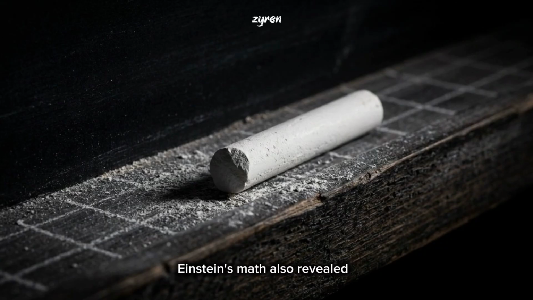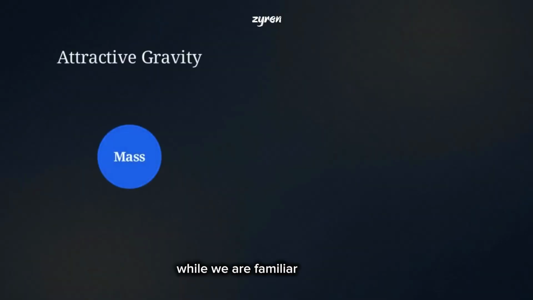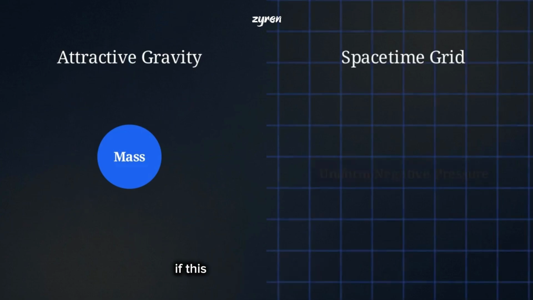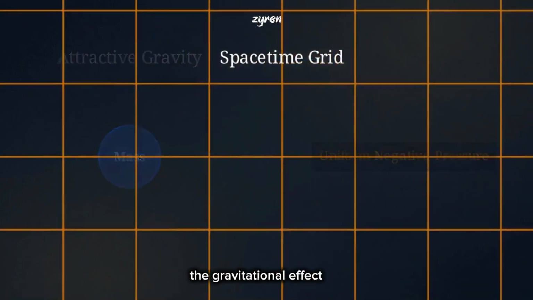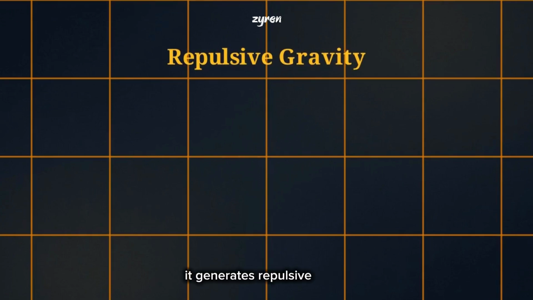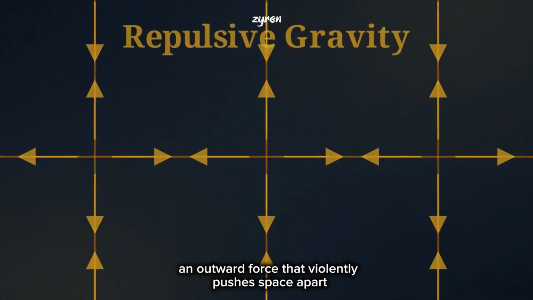Einstein's math also revealed a hidden variable. Empty space can contain its own intrinsic energy and pressure. While we are familiar with mass creating an inward attractive pull, the pressure stitched into the grid of space behaves differently. If this spatial pressure is uniform and negative, the gravitational effect flips. It generates repulsive gravity, an outward force that violently pushes space apart.